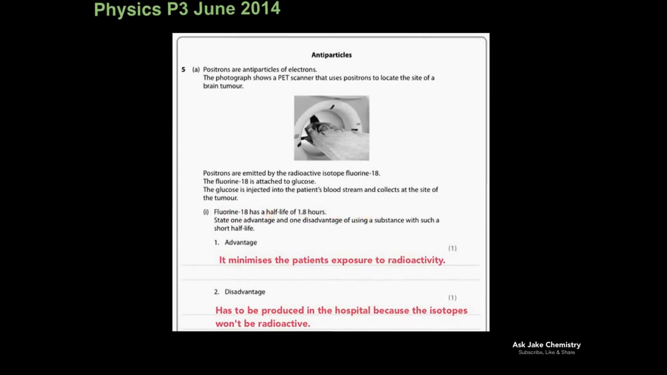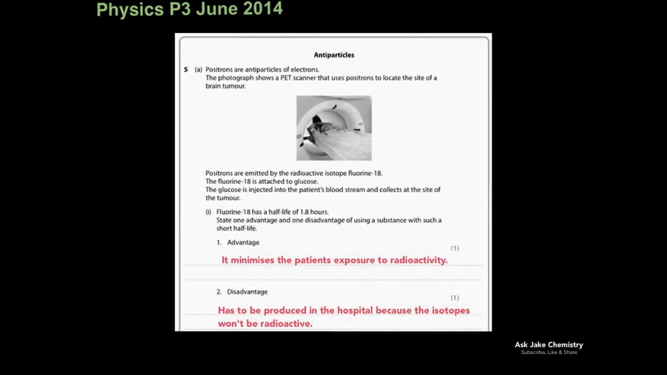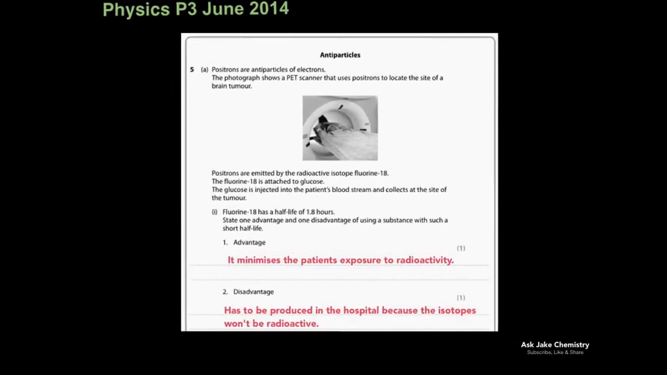And you can say an advantage and a disadvantage. So the advantage is that it minimizes the patient's exposure to radioactivity. And the second thing you could say is it has to be produced in the hospital because isotopes won't be radioactive anymore if you have to transport them, which means the cyclotron has to be on site in the hospital.